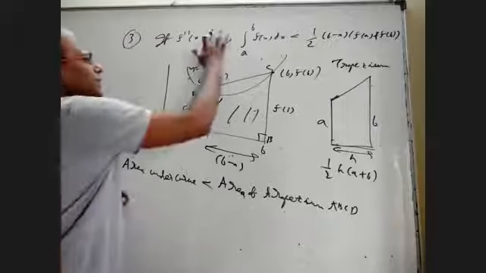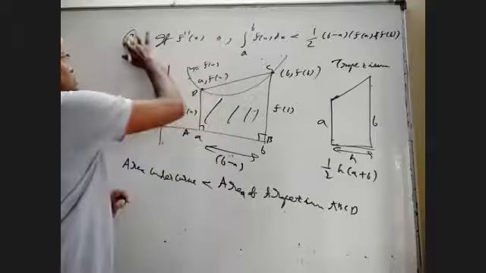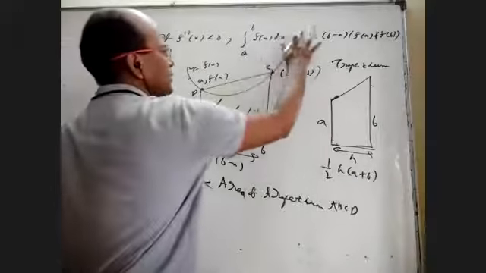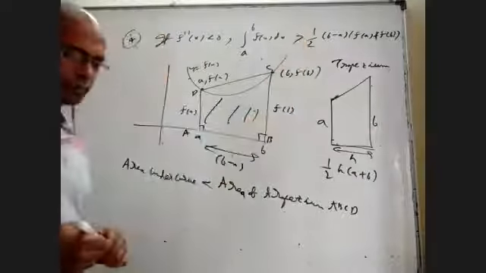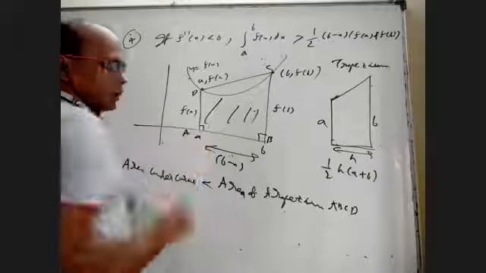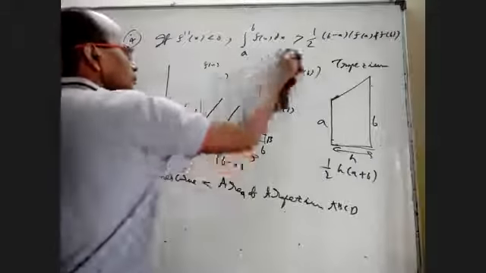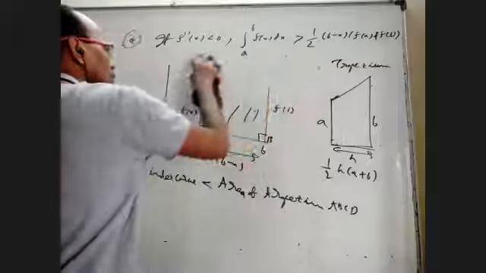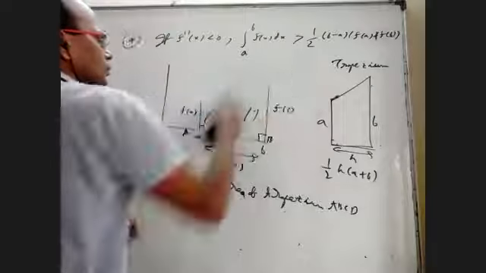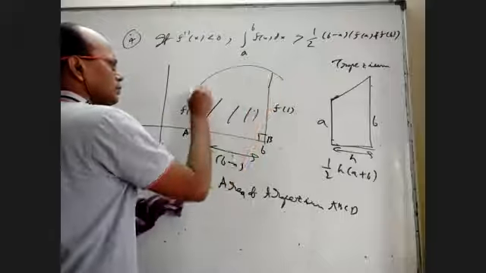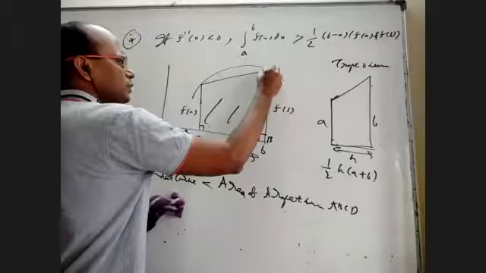Okay, now if it is less than 0, next one. This will be greater than. Let us see why. At that time, the curve will be the other way. Curve will be like this, where the trapezium is below the curve.